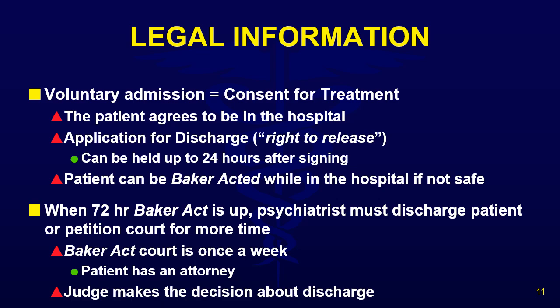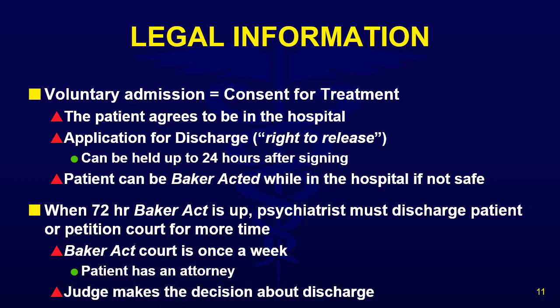When a patient's Baker Act is up in 72 hours, the physician must either discharge the patient or fill out another form to petition the court to keep the patient longer. The patient will then be put on the docket for the Baker Act court. If the court only meets once a week and the day just passed when the court was held, the patient may be retained for another week before they see a judge.